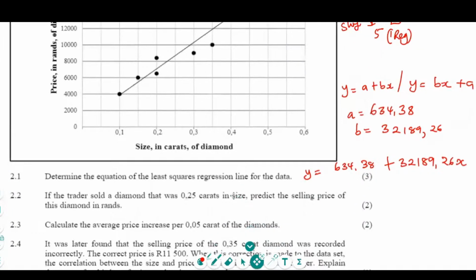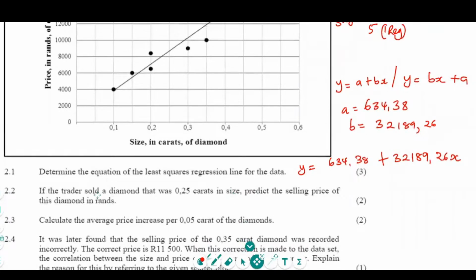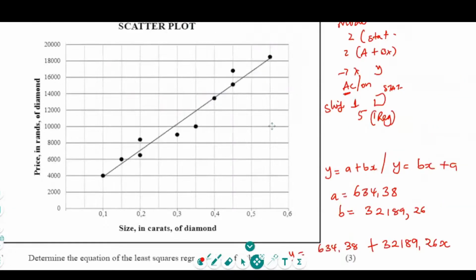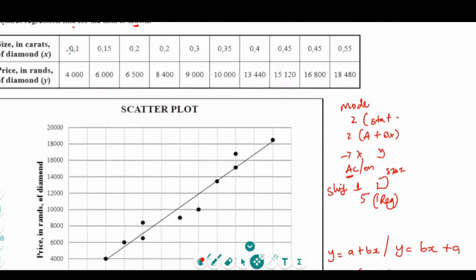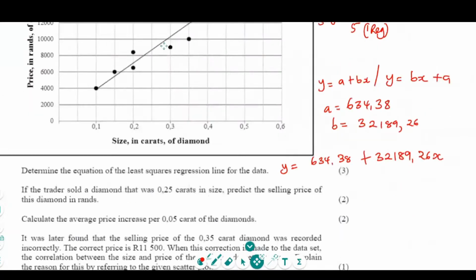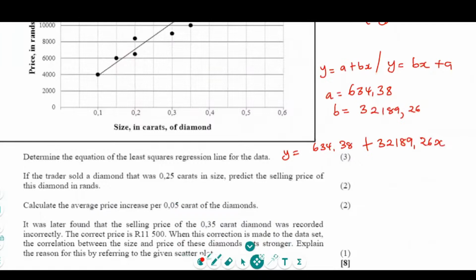Okay, then 2.2. They're telling us if the trader sold a diamond that was 0.25 carats in size, predict the selling price in rands. So still looking at our table, the 0.25 is for the x, since that is the size in carats, and then the price is the y. So which means our x has been given as 0.25.